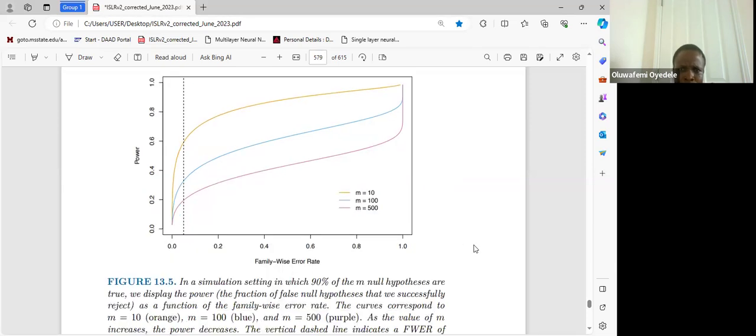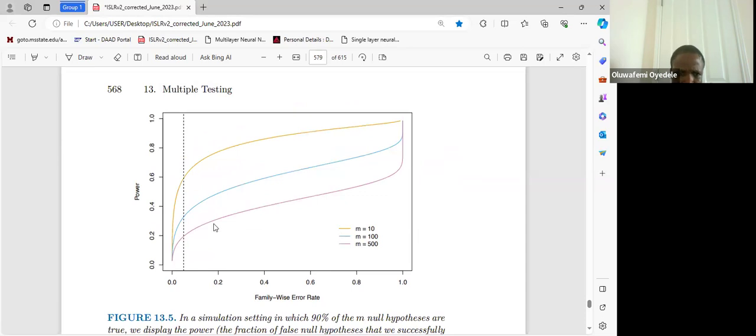So that means the family-wise error rate was high when we have the highest power, which was obtained here, close to 1.0 for m equals 10. But when m is equal to 500, I think the power dropped a bit, then to a certain point it begins to go up. While this one, the power started a bit higher before it begins to stabilize.